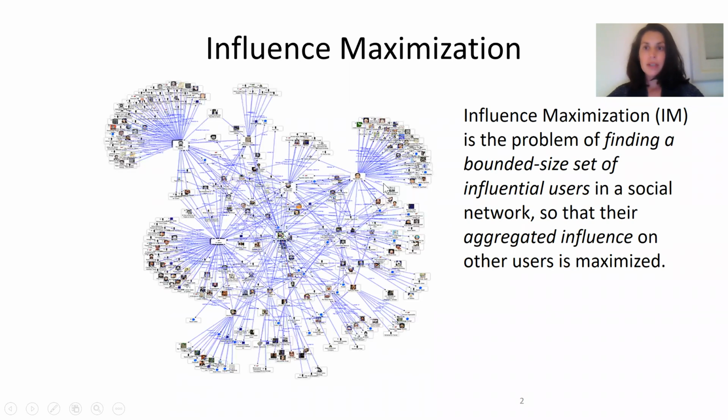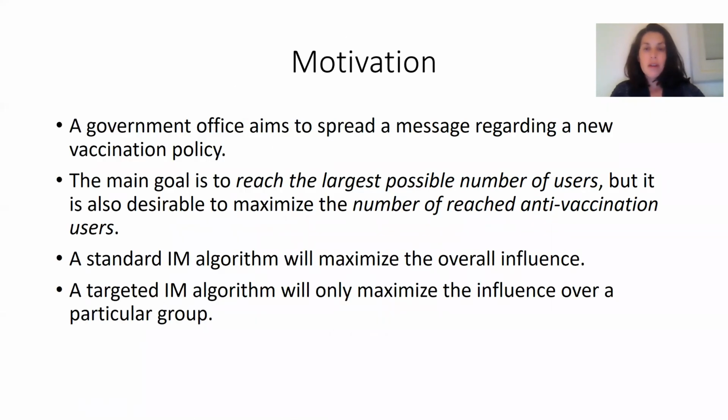So influence maximization is a well-studied problem whose goal is to find a bounded-size set of influential users in a social network so that their aggregated influence on others is maximized. The motivation of this work is as follows. Consider a government office aiming to spread a message regarding the new vaccination policy. On one hand, a main goal is to reach the largest possible number of users. However, at the same time, it is also desirable to maximize the number of reached anti-vaccination users.